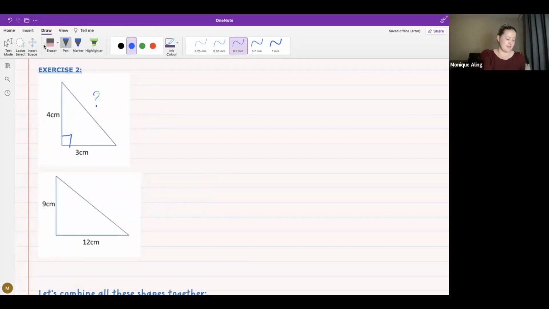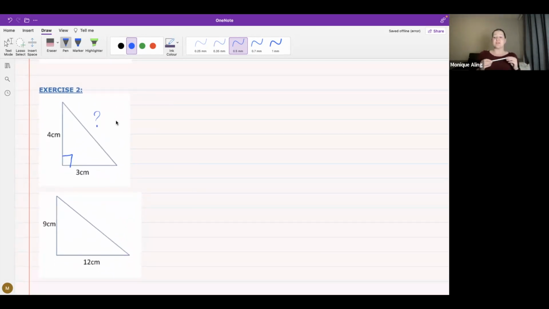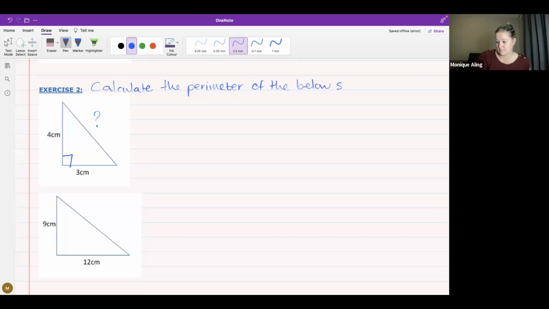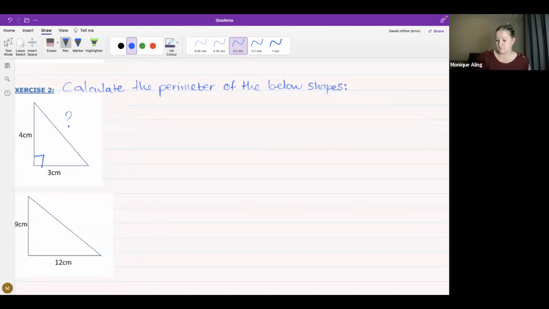Oh, nice. We've got an answer already. Okay, can I ask that you also give me the perimeter of these two shapes? So work out the missing side as well as the perimeter. Okay, so I see we got the missing side for the first one, and we have the perimeter as well.